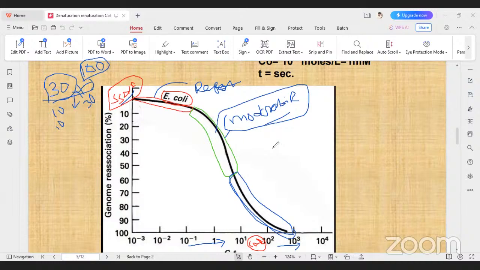First, any question you should start with the definition. What is the definition of Cot value? Just now I explained. Cot value means, this is double stranded DNA. Are you able to see this slide?